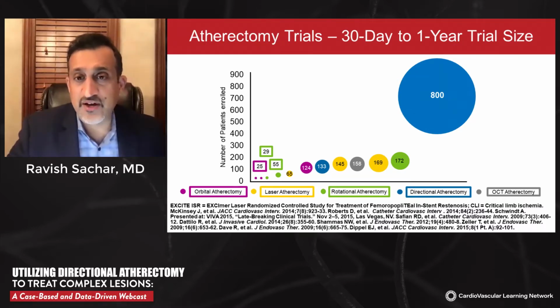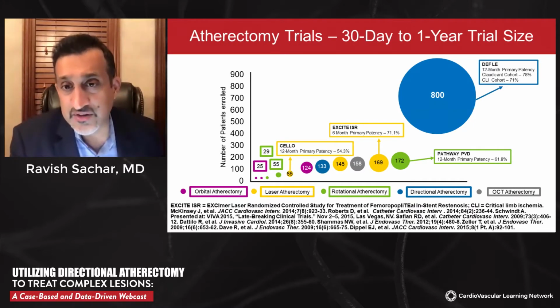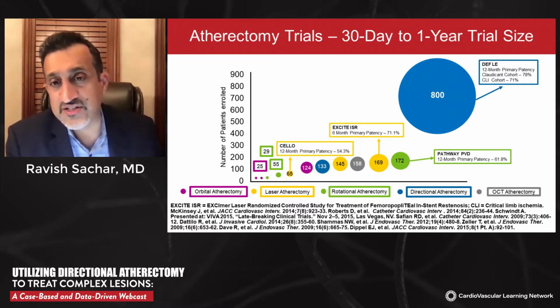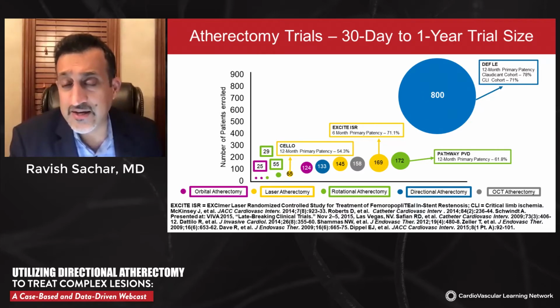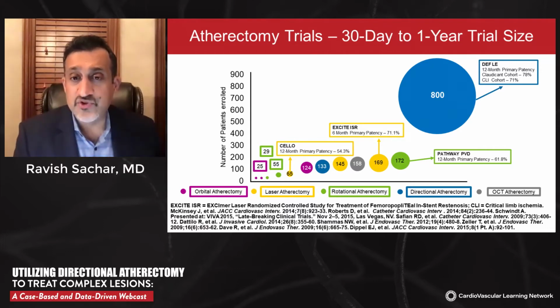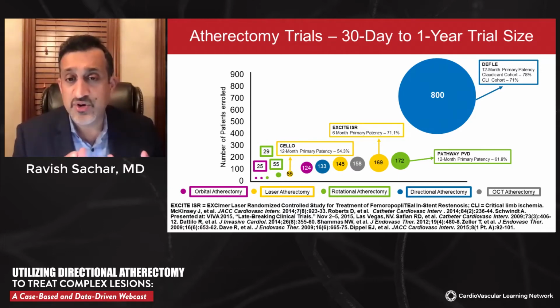What this study found was that at 12 months, among patients with claudication at baseline, the patency was 78% for a mean lesion length of 7.6 centimeters. And among patients with critical limb ischemia at baseline, with a mean lesion length a little less than that, approximately 6 centimeters, the patency at 1 year was about 71%. So these were results with directional atherectomy.